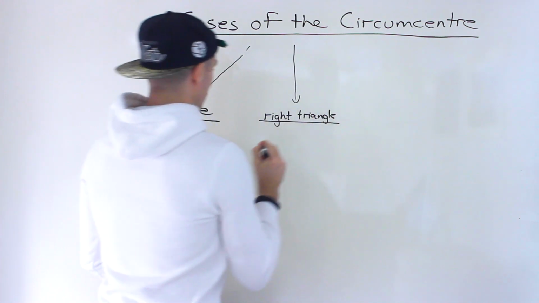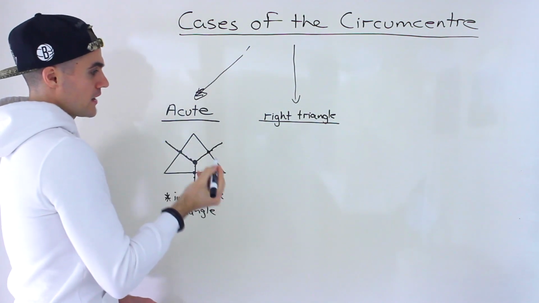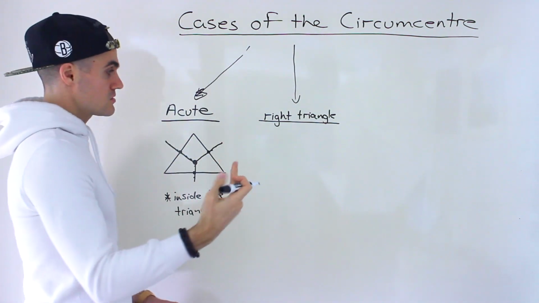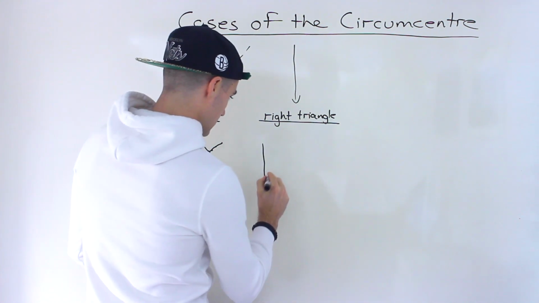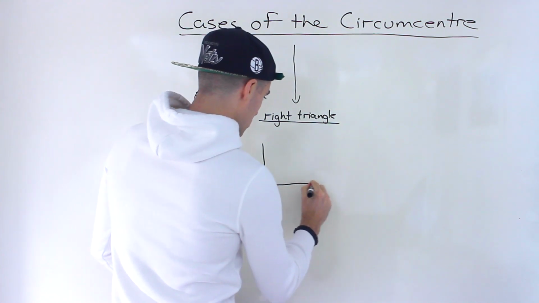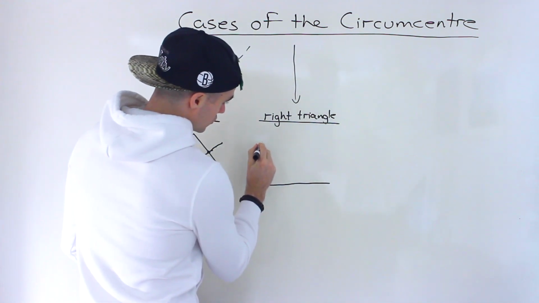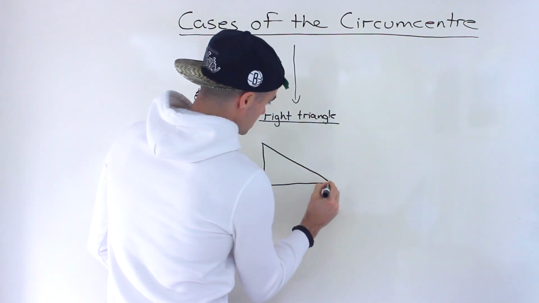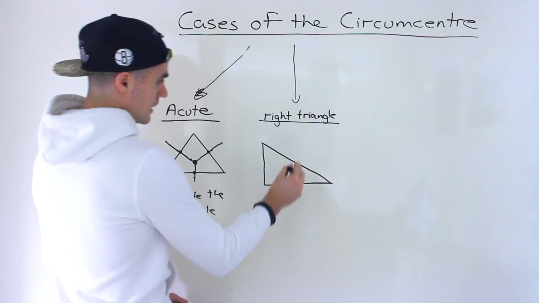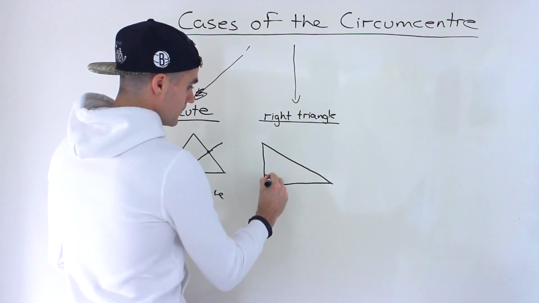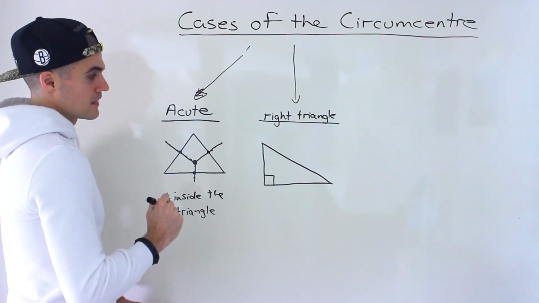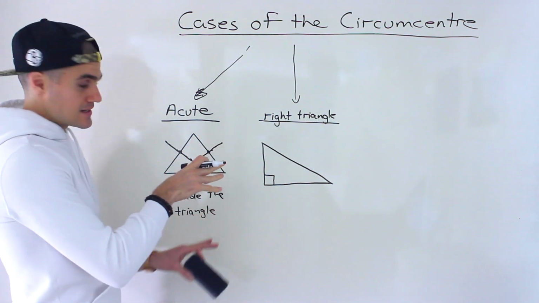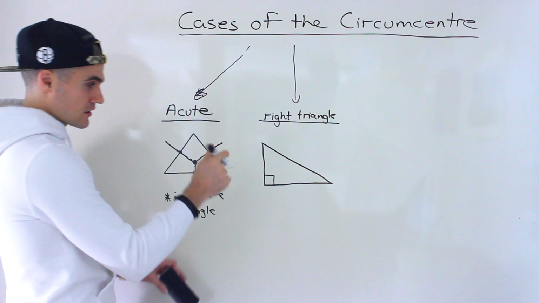Now the next case that can come up is if you're dealing with a right triangle. If you're dealing with a right triangle, it means that one of the angles is 90 degrees. So let me try to draw this as to scale as possible. If we just draw a 90-degree right triangle like that, let's find the right bisectors here and see where they're going to intersect on the diagram.